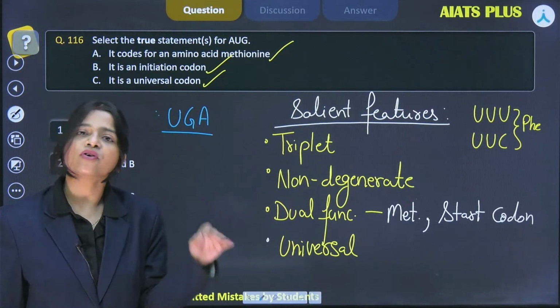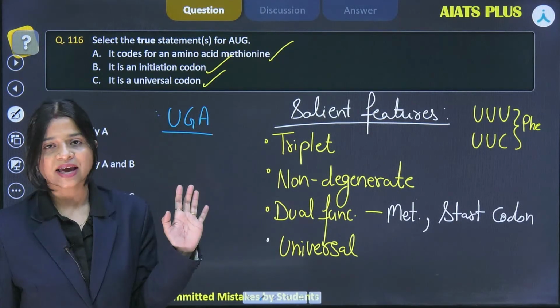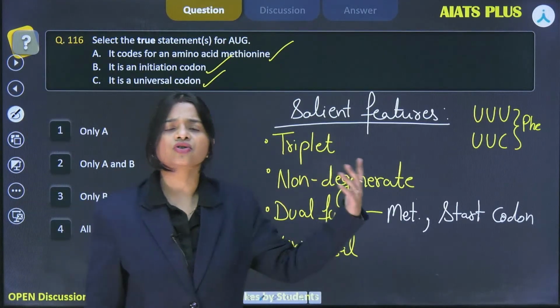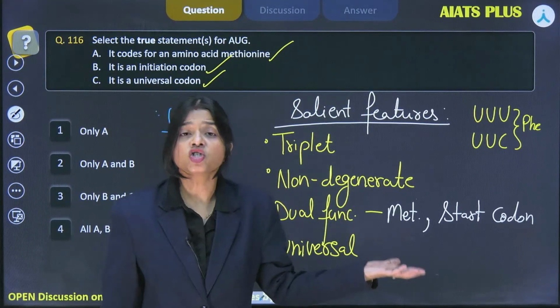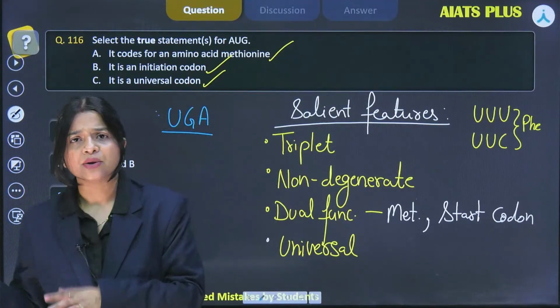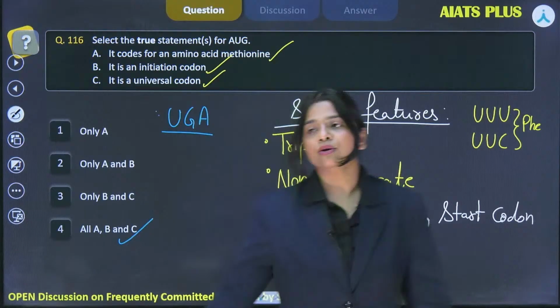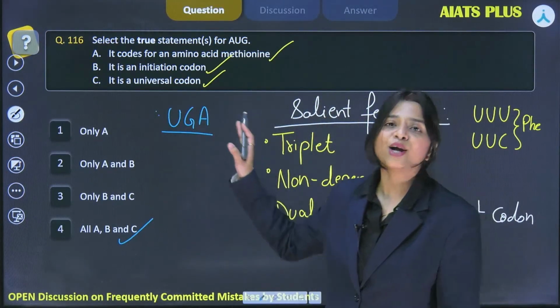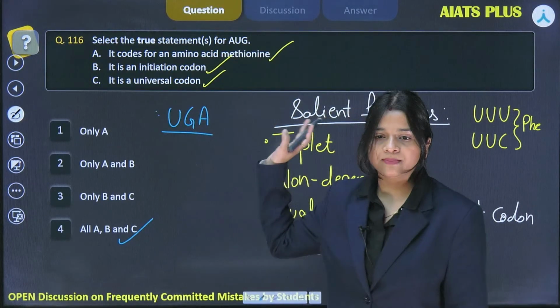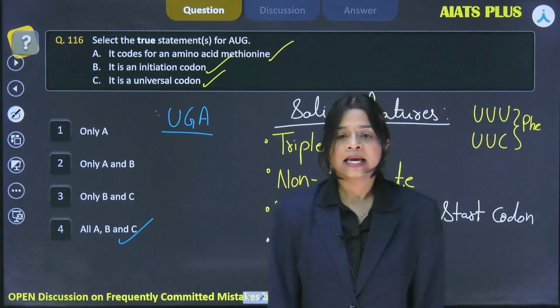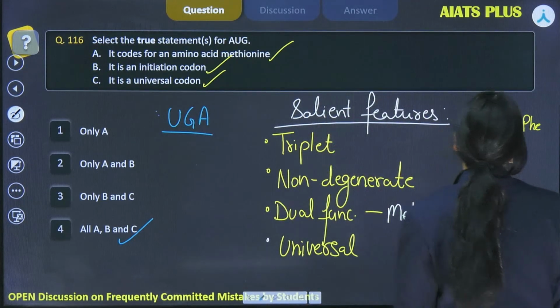It does not code for anything else in any other organism. It will not act as a stop codon or code for any other amino acid. Okay, clear with this? So the correct answer for the given question will be your fourth option, that is, all are true for AUG. Okay, clear with this? All right.